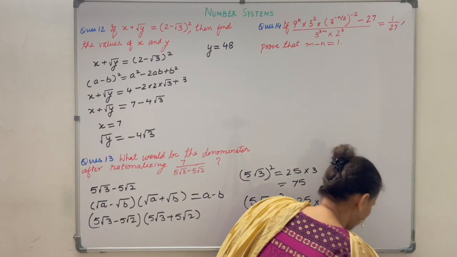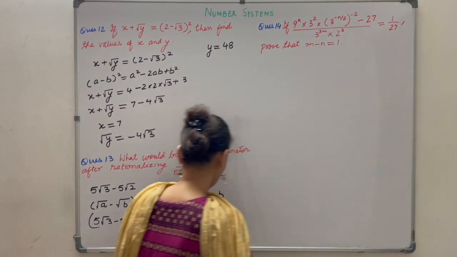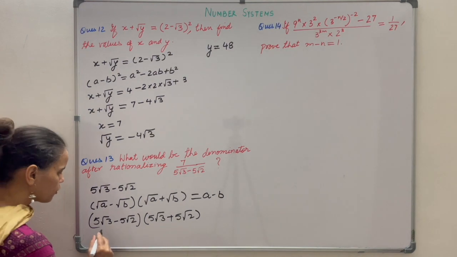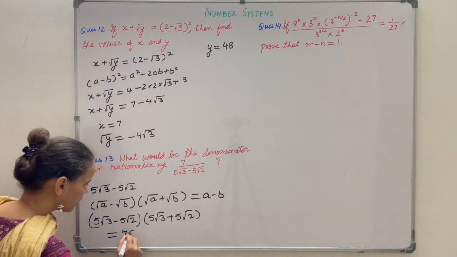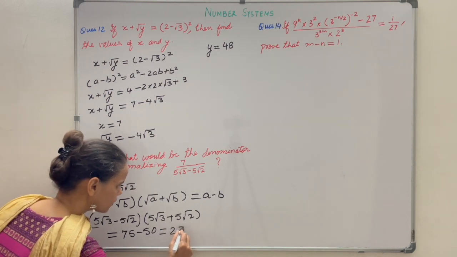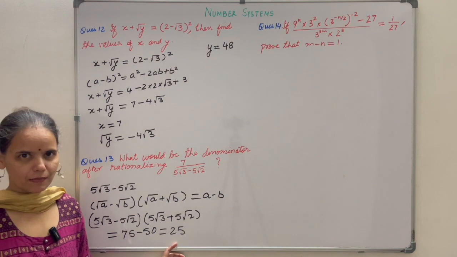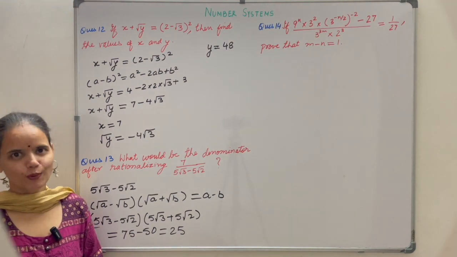Let us write it down. So you will get here 75 minus 50. So that is equal to 25. So the denominator is a rational number here and that is 25.